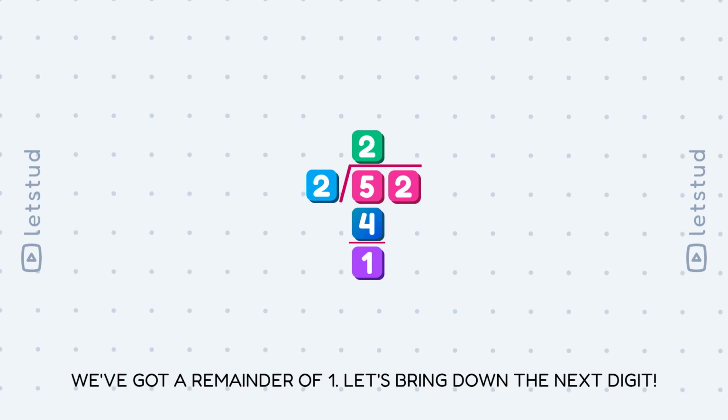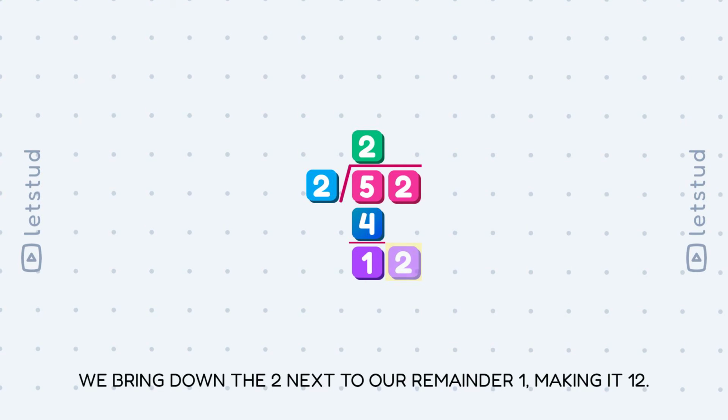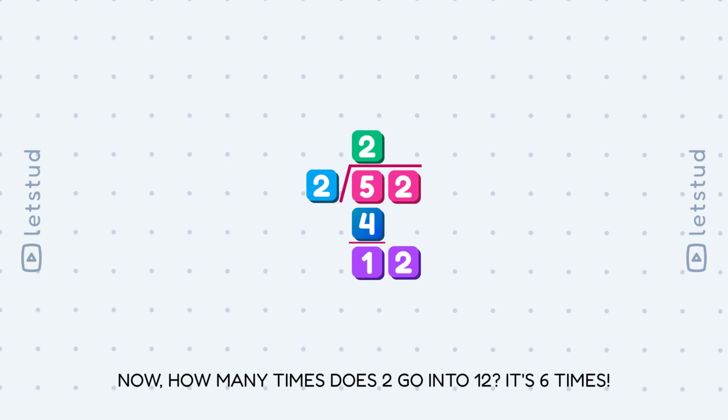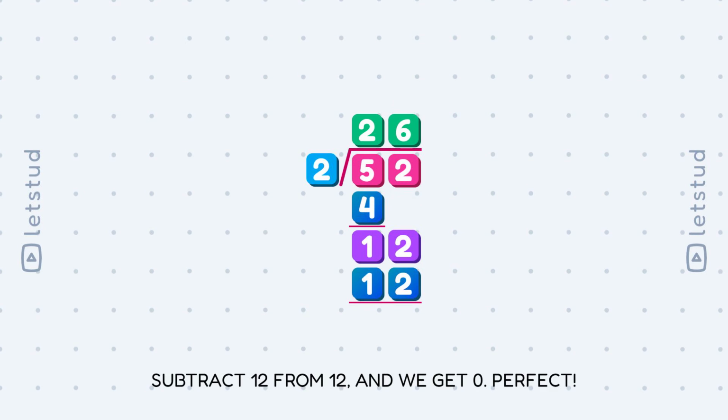Let's bring down the next digit. Next step, team, let's see what we have. We bring down the 2 next to our remainder 1, making it 12. Now how many times does 2 get into 12? It's 6 times. Let's multiply. 6 times 2 equals 12. Subtract 12 from 12 and we get 0.